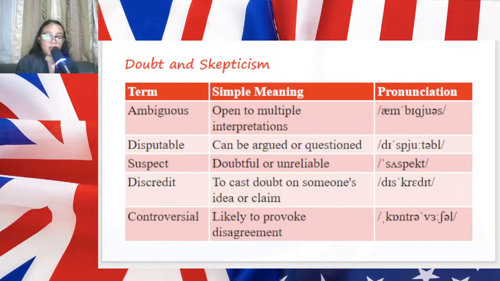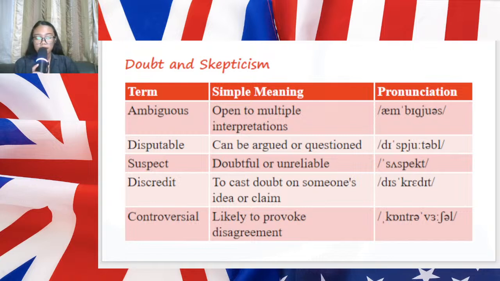S. Soft and quick. All in all, we try to put them together, we get ambiguous. Again, ambiguous. Let the sound slide smoothly, but don't rush the ending, because the stressed syllable here is big. Okay, so we say it is ambiguous. Next is disputable, meaning can be argued or questioned.